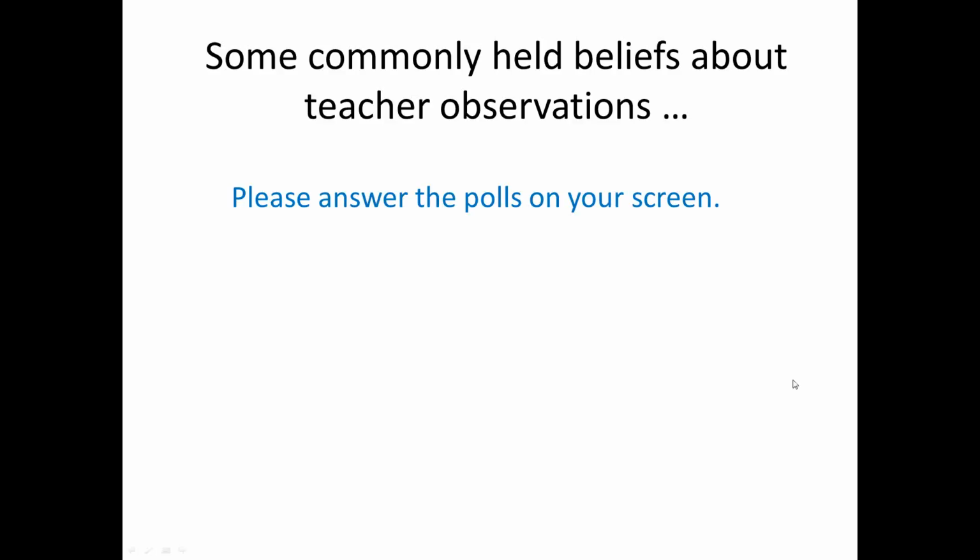We're now going to look at some commonly held beliefs on observation, and this in some ways sums up our discussion for today. The answers are not yes and no, so we might just get you to answer the first question. There are 10 questions in all.